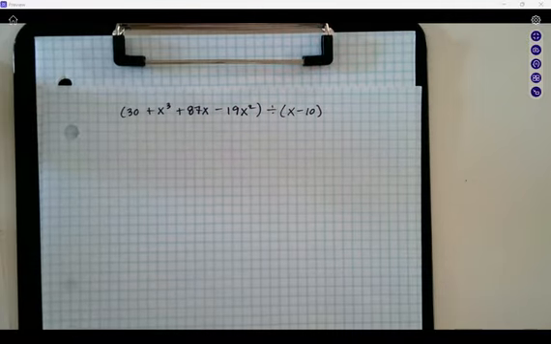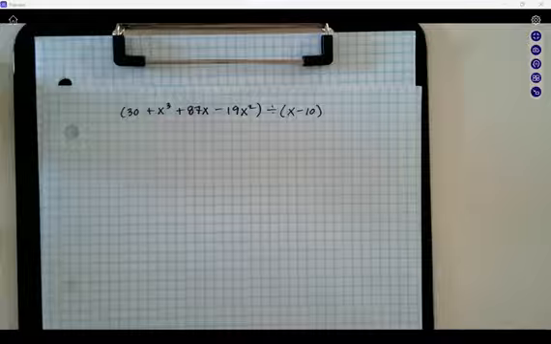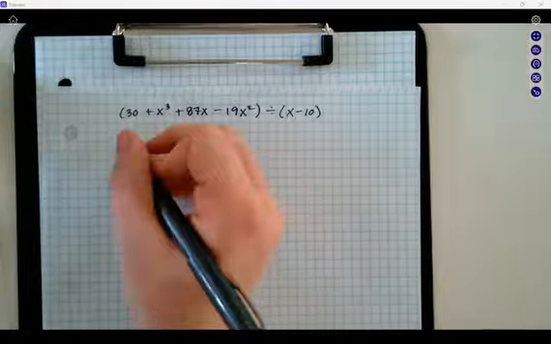So that problem, the first one we did, it's open parentheses, 30 plus x cubed plus 87x minus 19x squared. All of that was inside of parentheses. And then that is divided by x minus 10. The same rules apply as always. You've got to have the descending order of degrees, and you have to have zeros in place of any missing terms as placeholders. So this one's out of order. We're going to put it in order.